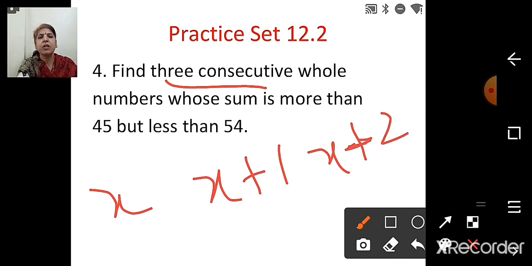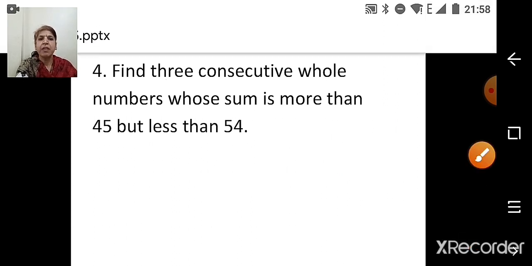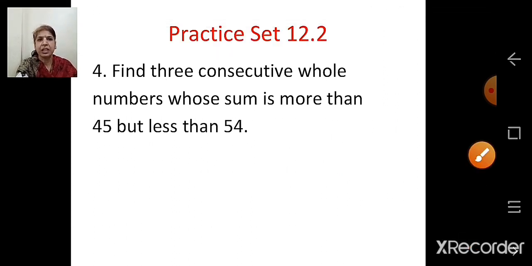Now it is mentioned whole numbers. So we know which are the whole numbers. The numbers start from 0, 1, 2, 3, 4, and go on. So the answer which we will get, you will come to know it is a whole number. But when it is asked to take 3 consecutive numbers, always you will have to take the difference of 1, 1. So x, x plus 1, x plus 2.